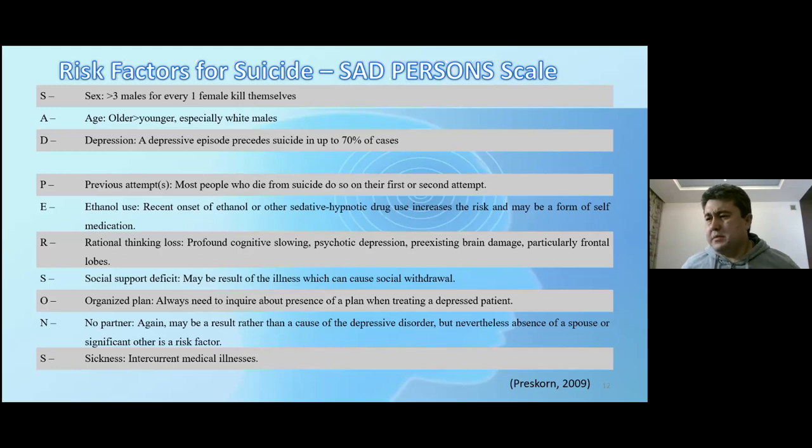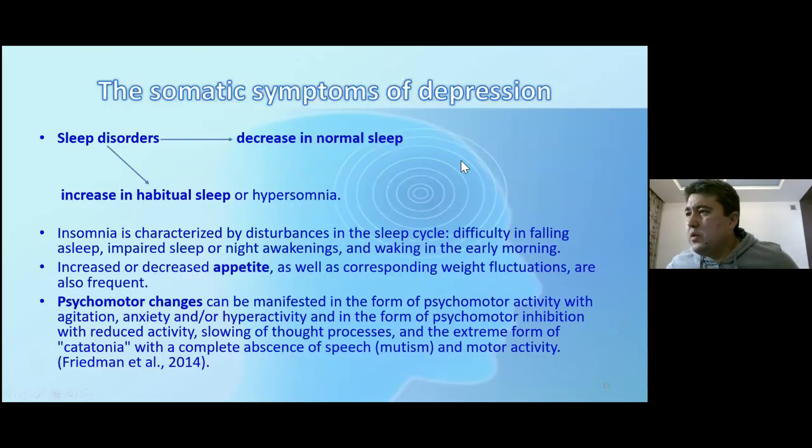With people who die from suicide, you always need to inquire about the presence of a plan. These persons always have an organized plan. So O, and N refers to no partner, and so no partner could be a result rather than a cause of the depressive disorder. And the presence of intercurrent medical illnesses. We go further.